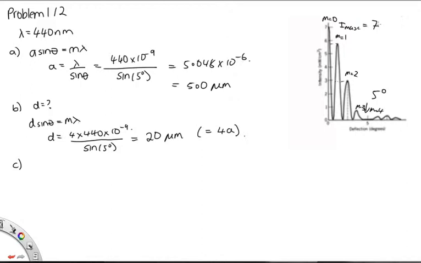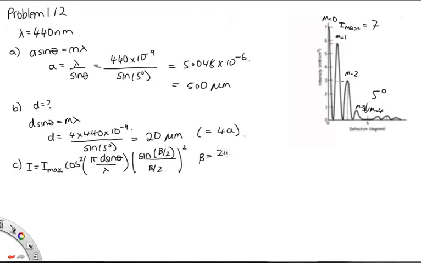So to do that, we combine the two formulas on the formula sheet, and we end up with the intensity is equal to the maximum intensity times cos squared of pi d sine theta over lambda, and then we need to times that by sine beta over 2 over beta over 2, and this is all squared, where beta is equal to 2 pi a sine theta over lambda. And let's refer to this as alpha.